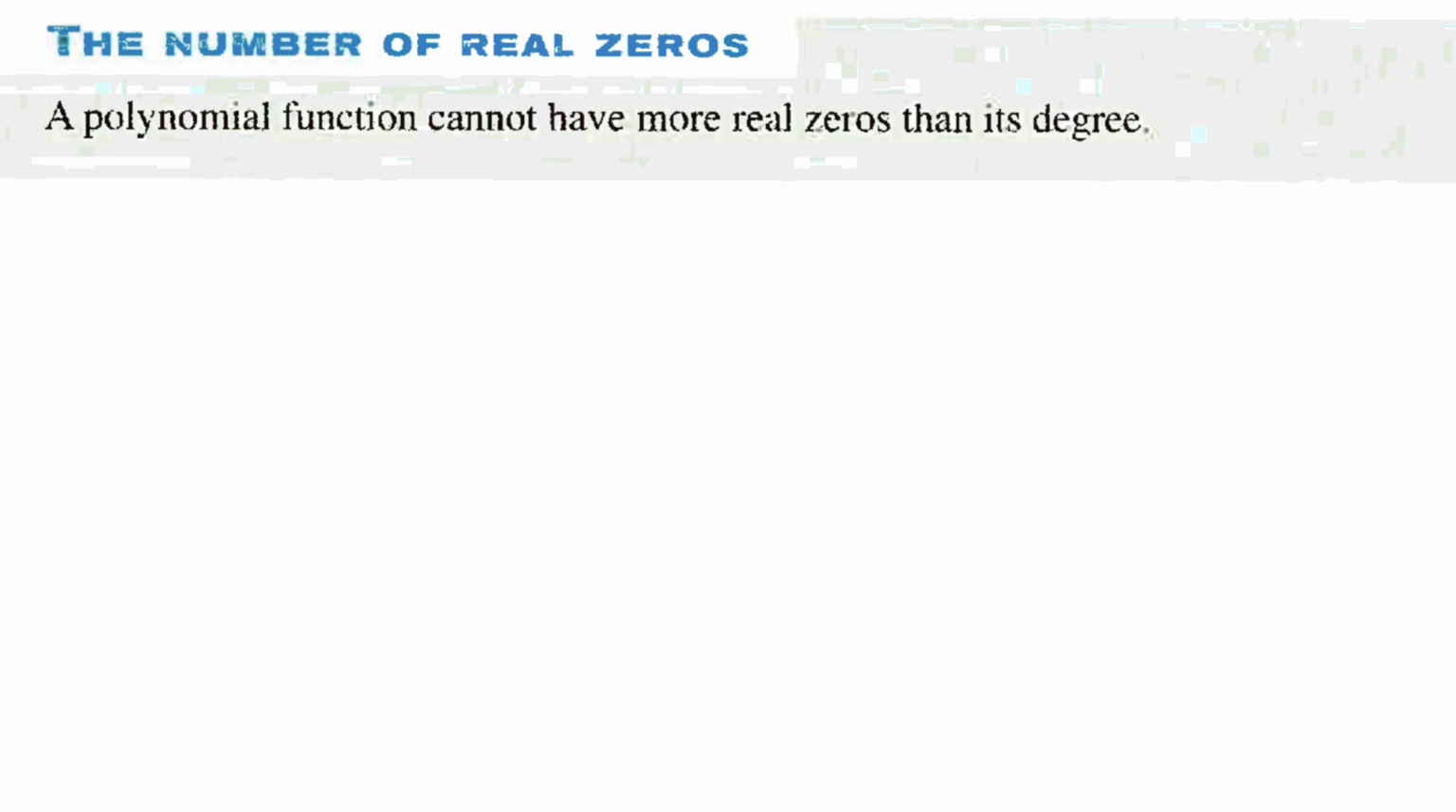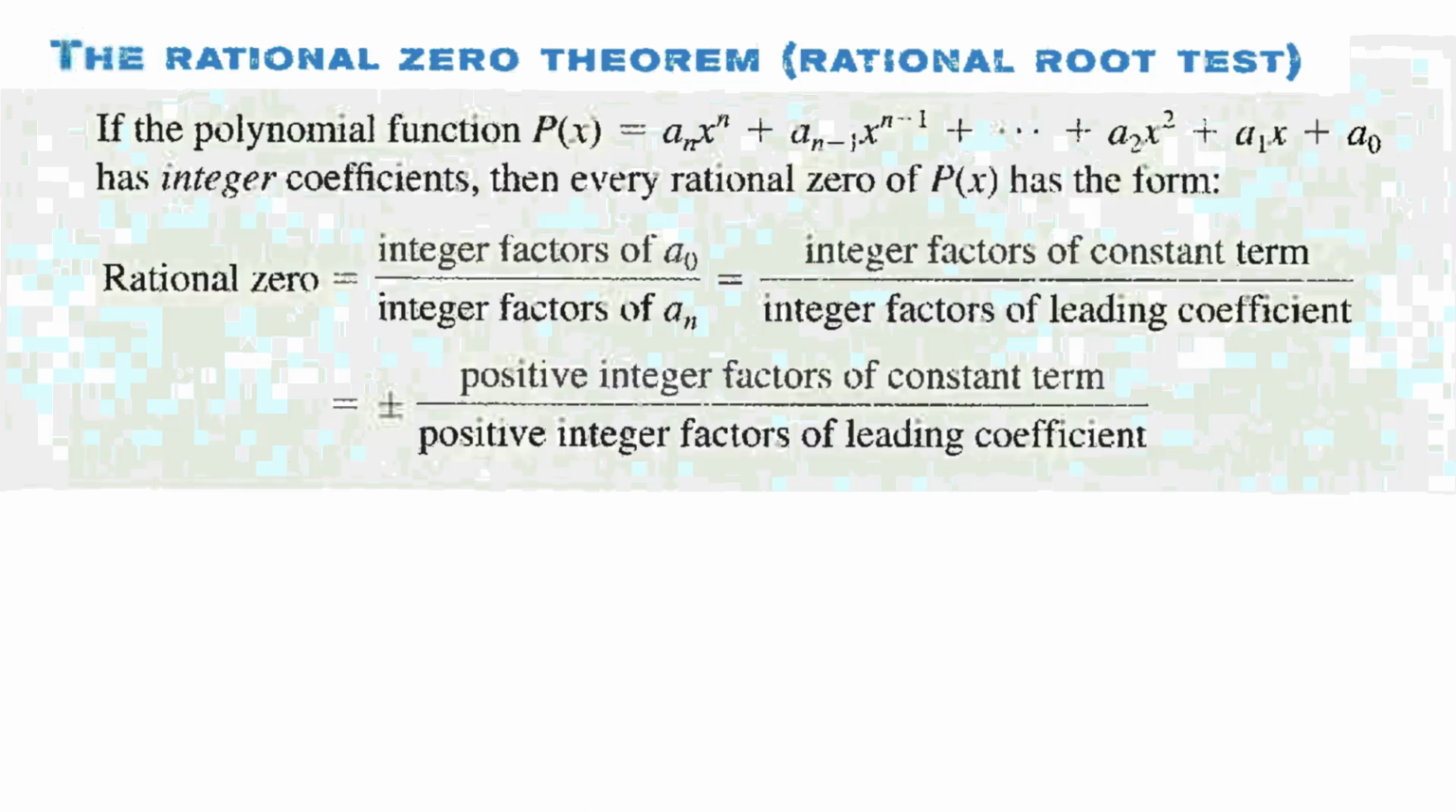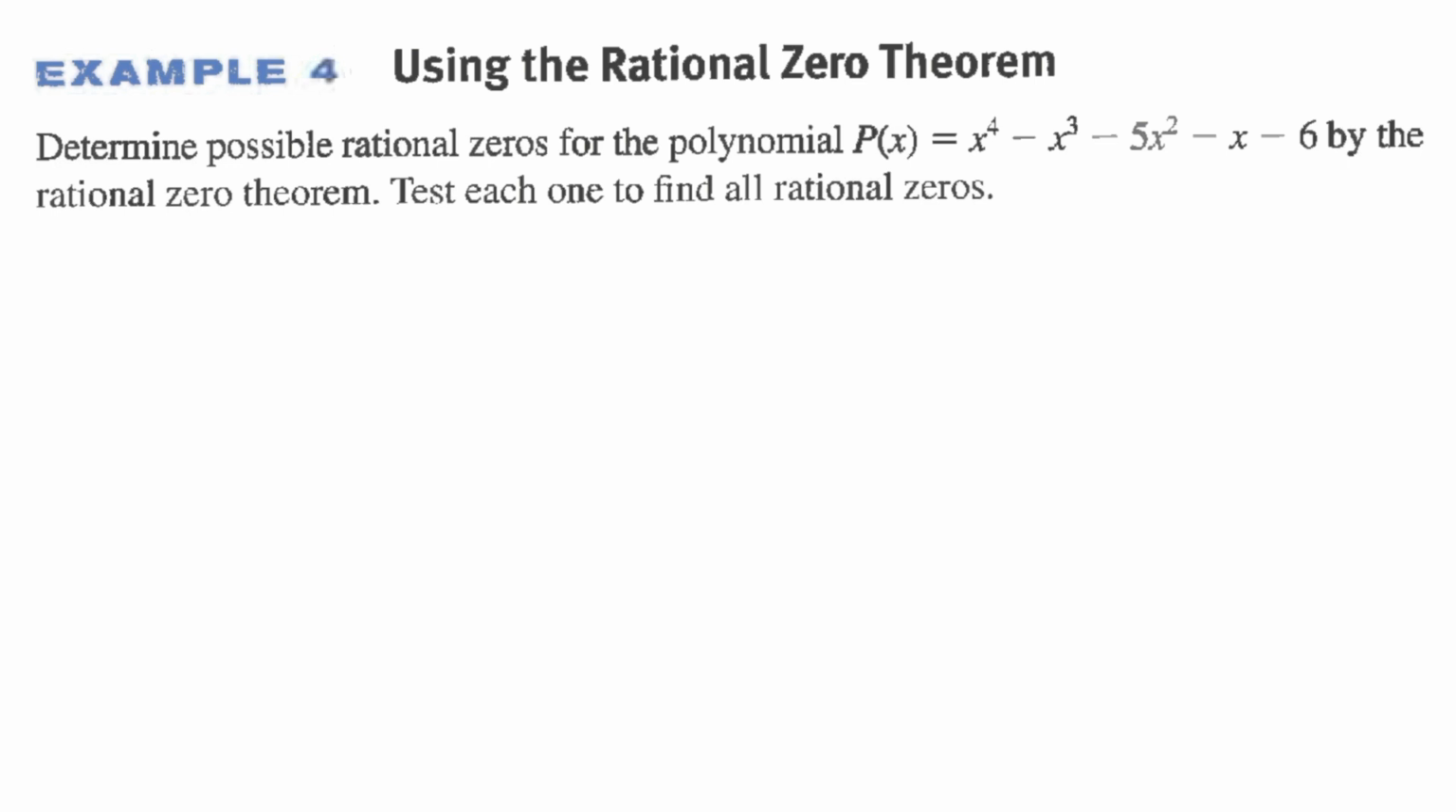Okay, just one thing we want to point out here is that a polynomial cannot have more real zeros than its degree. So if you have an x to the 4th, then 4 is the max real zeros. If it was x to the 12th, then 12 would be the max real zeros. Okay, the rational zero theorem, I think we're actually going to skip this. We're going to come back to that.